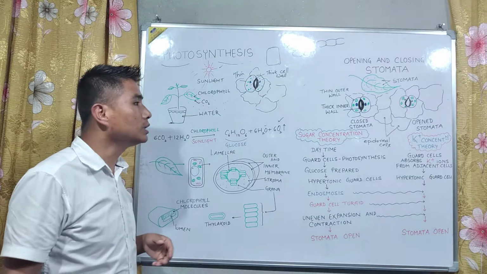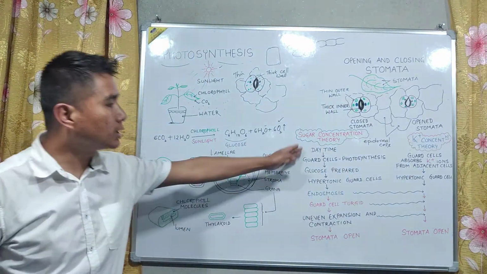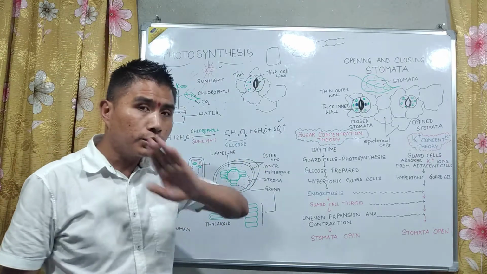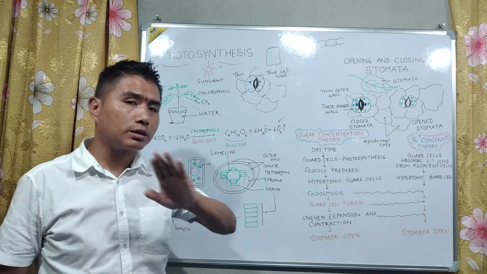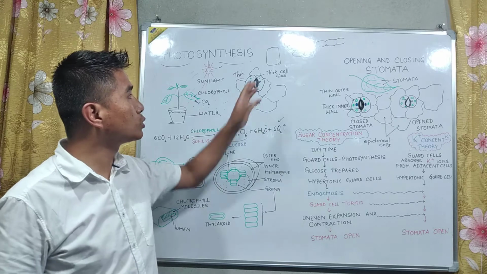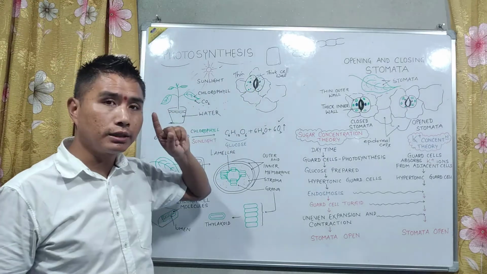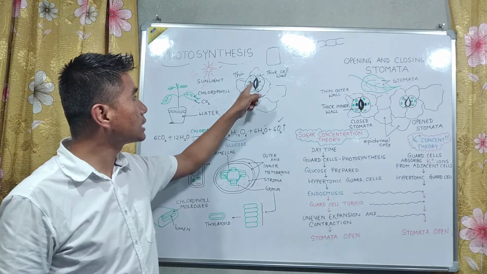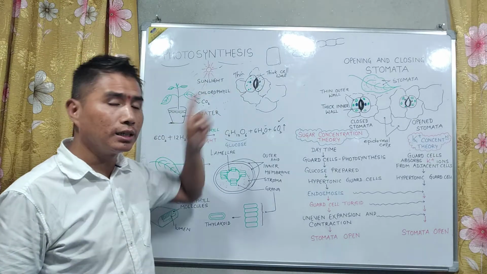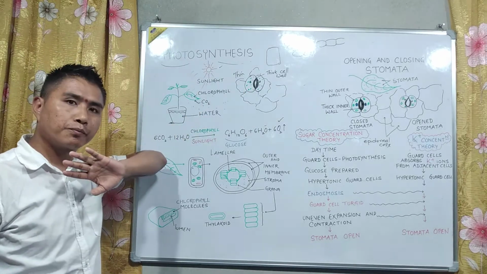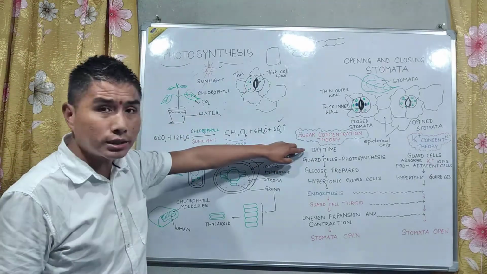Now what do we mean by sugar concentration theory? Try to understand. I have made a flow chart here. First you have to understand the basic structure, the diagram, of the stomata. Guard shaped cells, number one. Number two, the cell wall is unevenly thick. That means the inner side is thick, the outer side is thin. This is very important to know. And number three, the chloroplast.